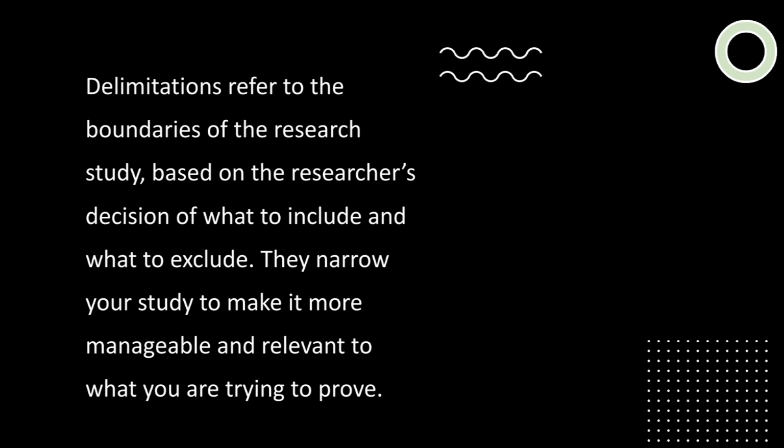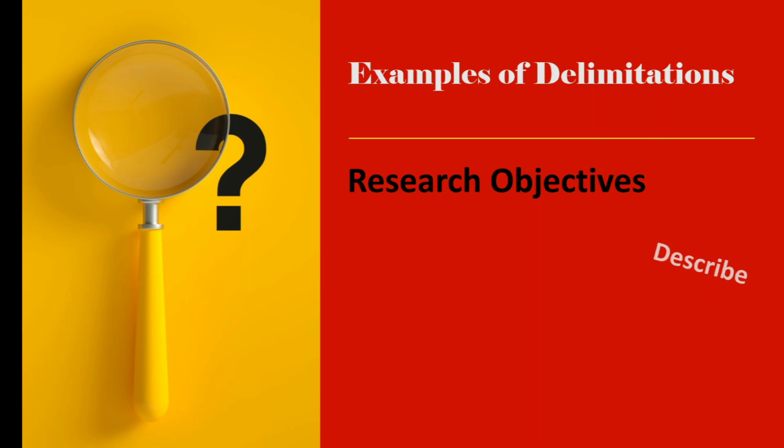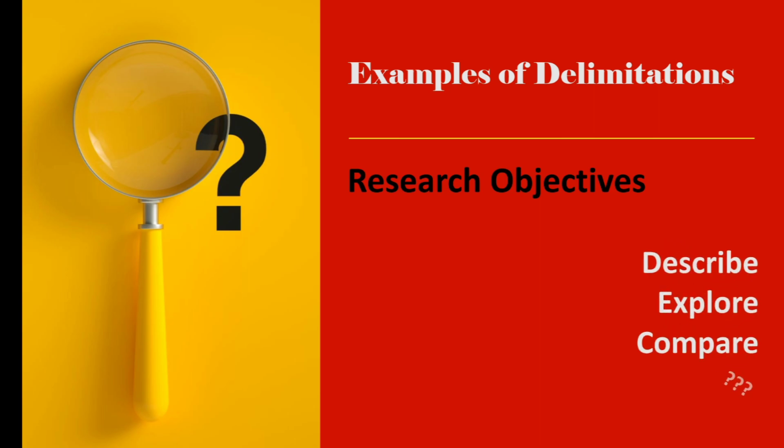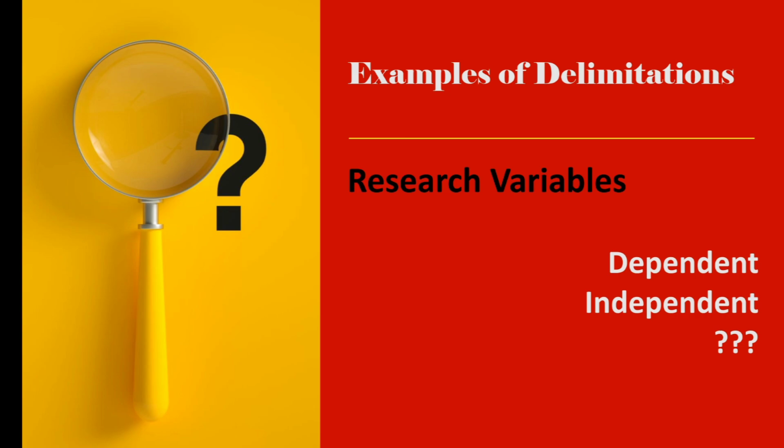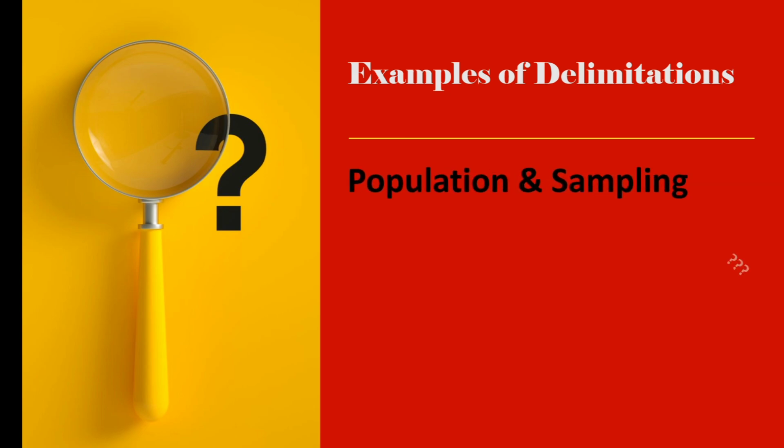The researchers delimit their study at every step. For example, research objectives: you want to describe, explore, compare, or anything else that you want to do. Research questions, qualitative or quantitative, or mixed research questions. Research variables, dependent, independent variables, target population and sampling. For example, all the university students you are including or just one class.